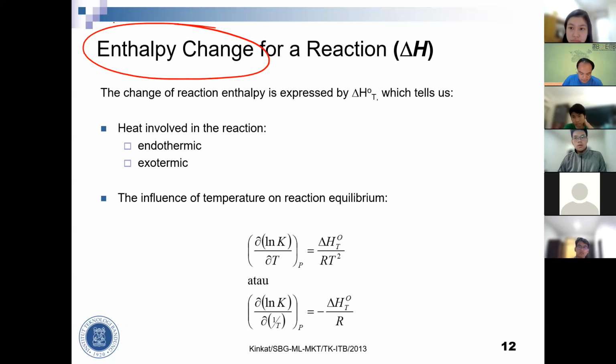What is an exothermic reaction? It's a reaction that gives out energy. That exothermic reaction is the reaction that generates energy while the reaction happens. It generates energy. And what is an endothermic reaction?